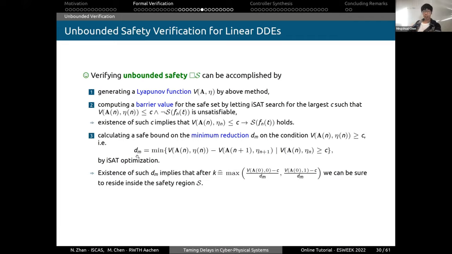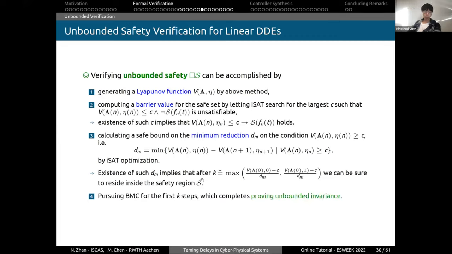Basically, we compute some constant d of m here based on the Lyapunov function. And this gives us a constant k such that we can be sure to reside inside the safety region after step k. And that means anything happening after step k of the time invariant system, we don't need to take care of that anymore. And we only need to verify that the system is safe up to step k.